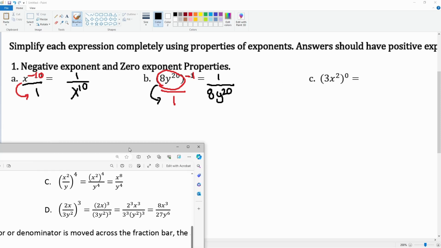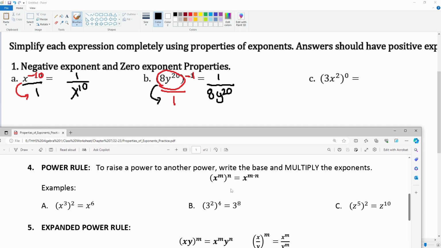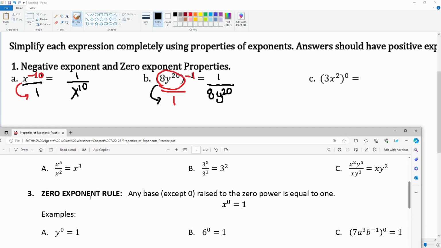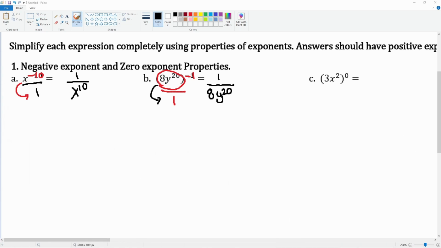Then c, it's to the 0 power. Let's take a look at the zero exponent rule. Any base except 0 raised to the 0 power is always equal to 1. So notice everything here is raised to the 0 power, so this is just equal to 1.